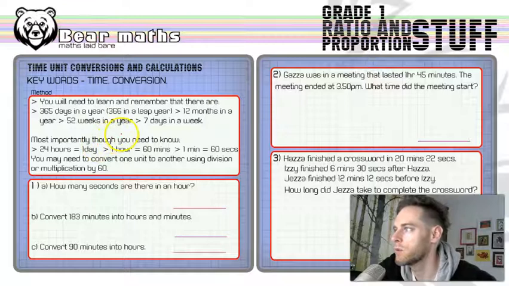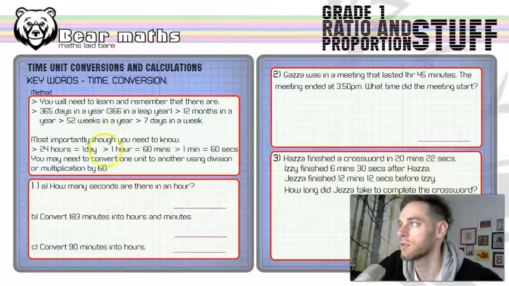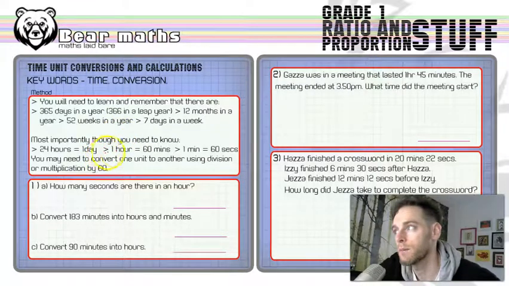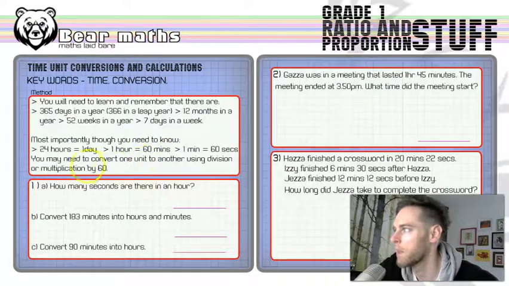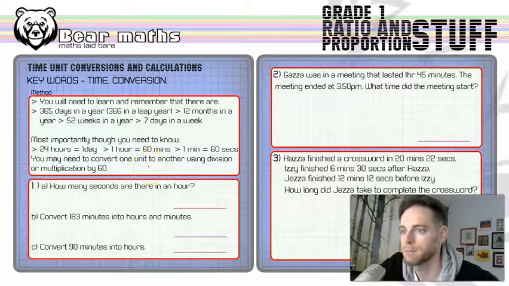Most importantly though, you will need to know for our questions that 24 hours is 1 day, 1 hour is worth 60 minutes, and 1 minute is worth 60 seconds. Alright, so it's this conversion between 60 that's the most important thing. You may need to convert one unit to another using division or multiplication by 60.